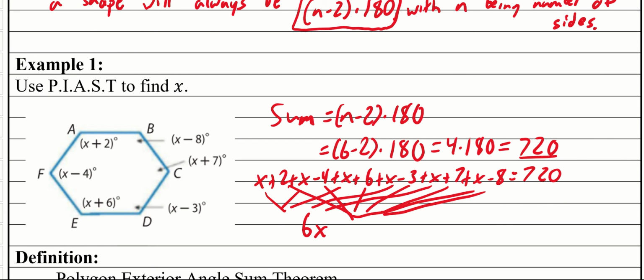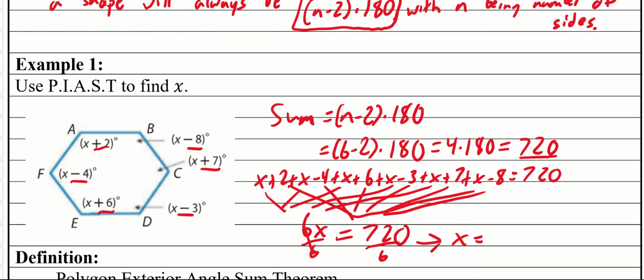I can take the time to see what these come out to, and actually, this one's pretty nice. These cancel each other out, because the positive 2 and negative 8 cancel each other out, and then the negative 4, negative 3, and positive 7 all cancel each other out. So it's just 6x plus 0, and if it's plus 0, I don't even need to write it. So when I combine all this, I'm left with 6x equals 720, and now I can just divide by 6. I'm going to get x equals 720 divided by 6.